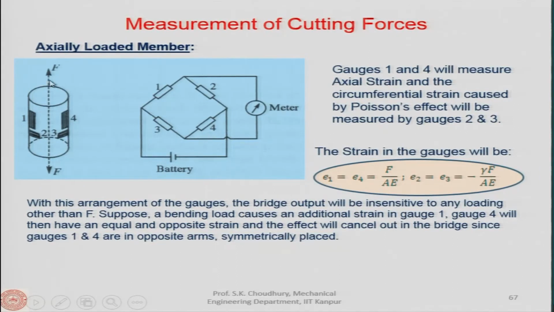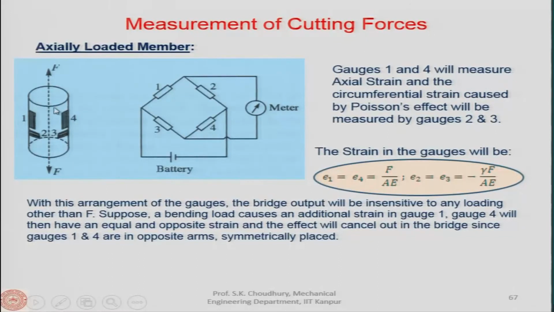for the axially loaded member, the member is like this. Let us say this is a cylindrical job, and it is loaded axially. The force is applied from here and from here, and it is being pulled from both sides by any kind of device which is attached. Now, in this we have the sensors. These sensors are called gauges, which will actually measure.